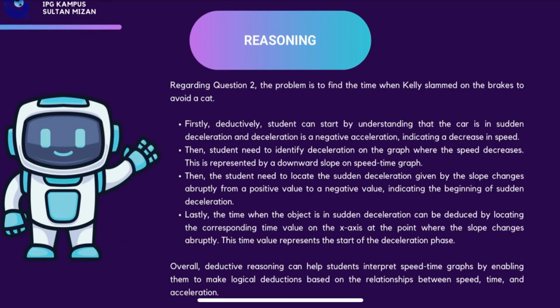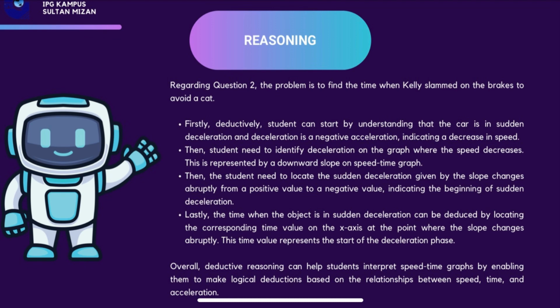Regarding question 2, the problem is to find the time when Kelly slammed on the brakes to avoid a cat. Firstly, deductively, students can start by understanding that the car is in sudden deceleration, and deceleration is a negative acceleration indicating a decrease in speed. Then, students need to identify deceleration on the graph where the speed decreases. This is represented by a downward slope on a speed-time graph.